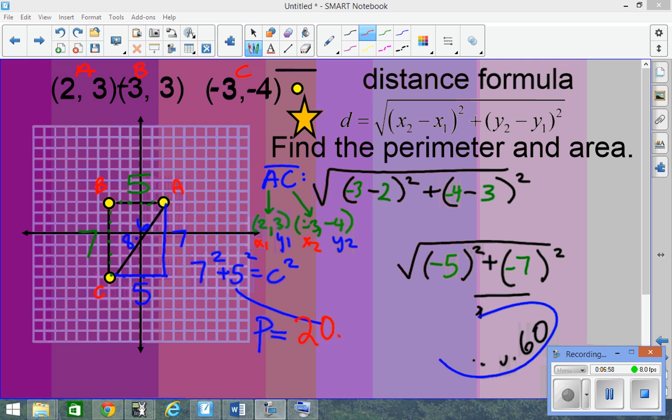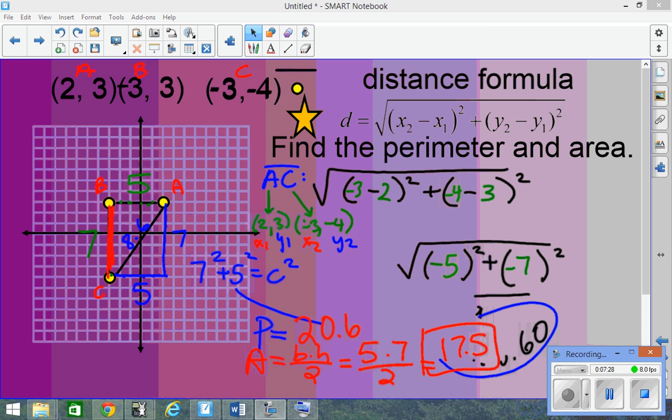You get 20.6. Now to calculate the area of a triangle, which is base times height divided by 2. Our base in this case is going to be 5. So 5 times, and then the height is going to be this length here, 7, divided by 2. So that's 35 divided by 2, which is 17.5. That's our area of this triangle.